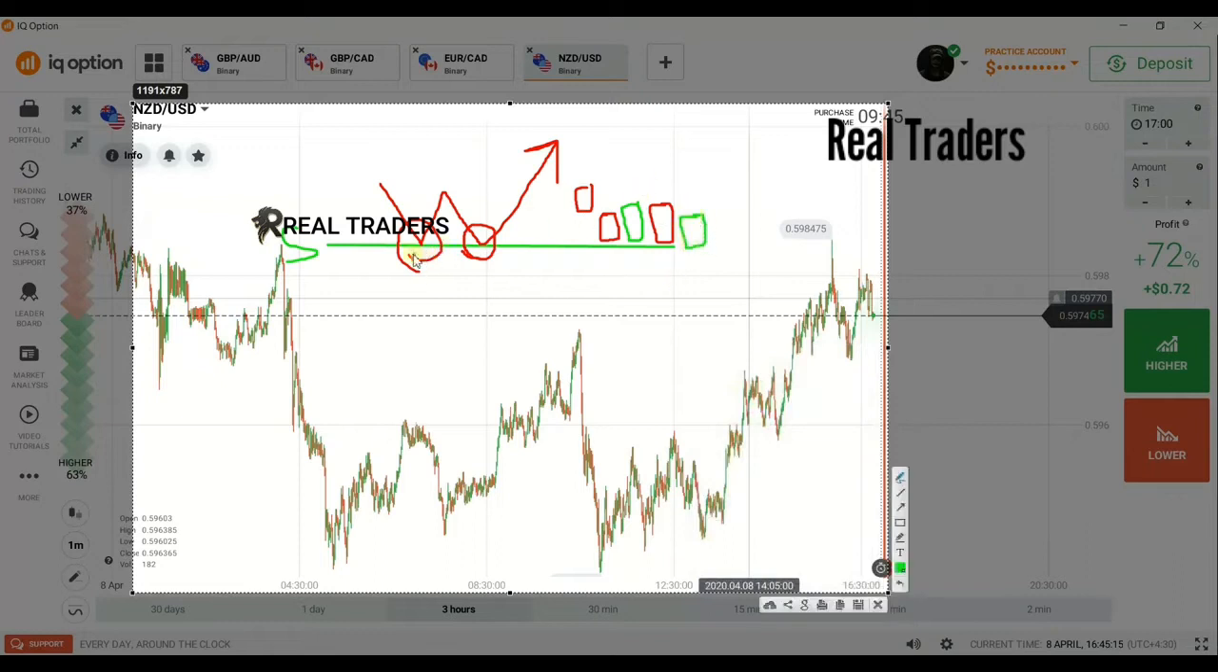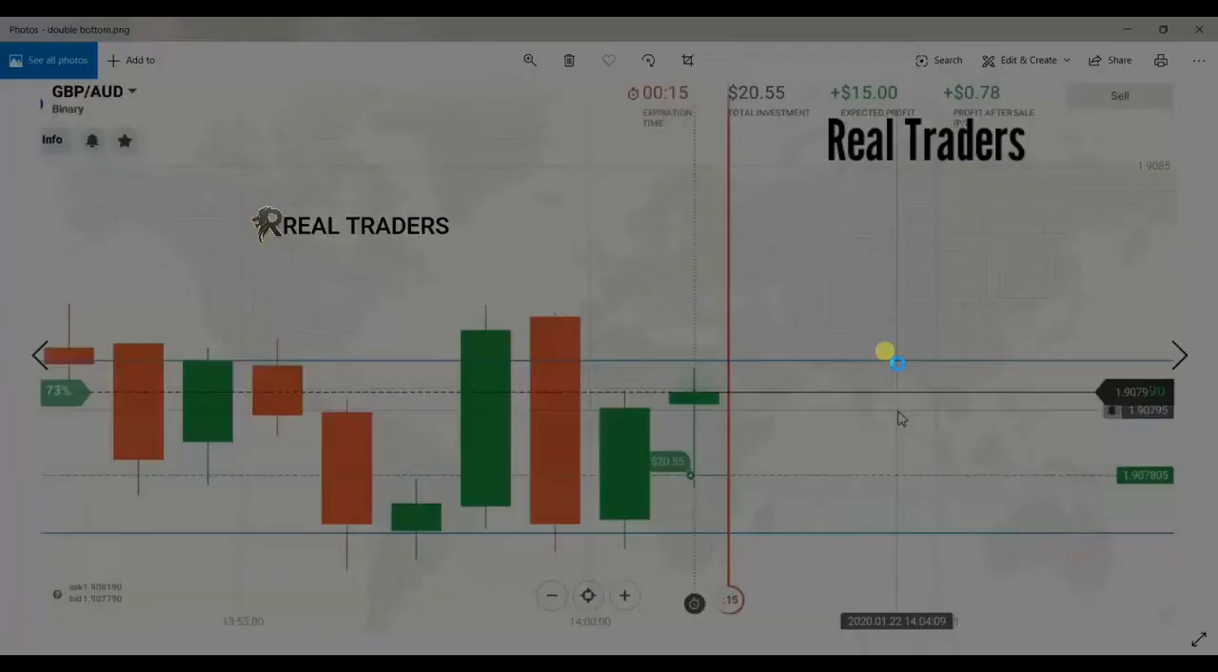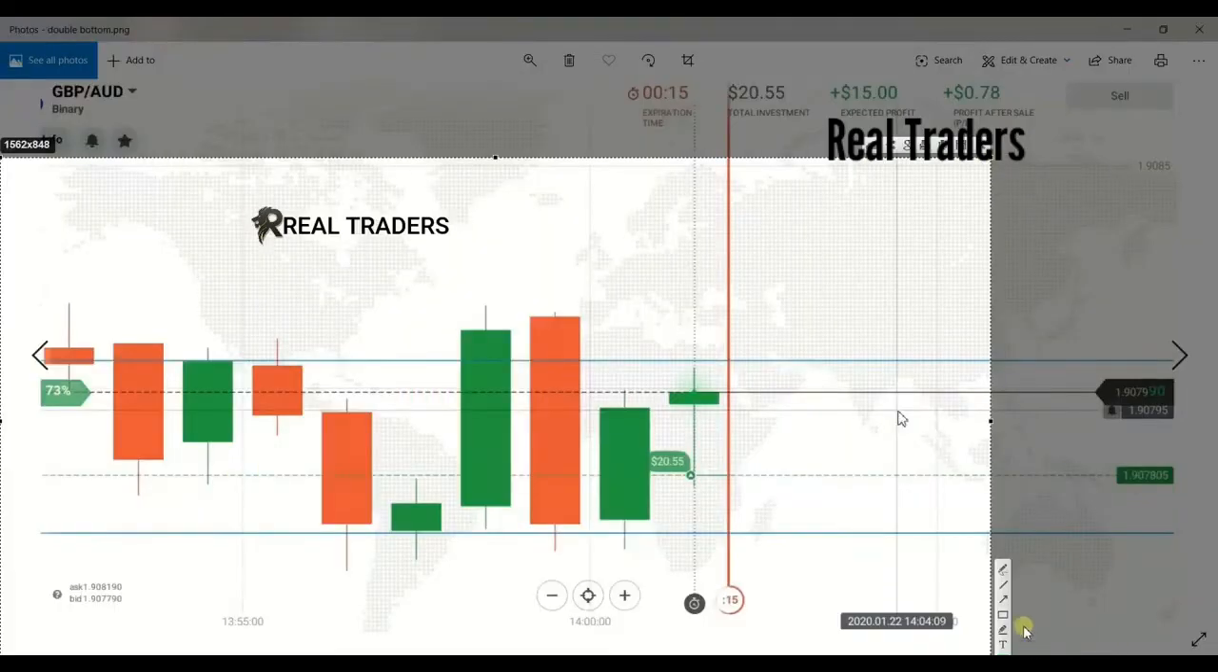So this is the double bottom pattern, and after this strong bullish candle, we can expect another bullish candle here. The market will go up here. Let me show you one example. As you can see here, we have the double bottom pattern.